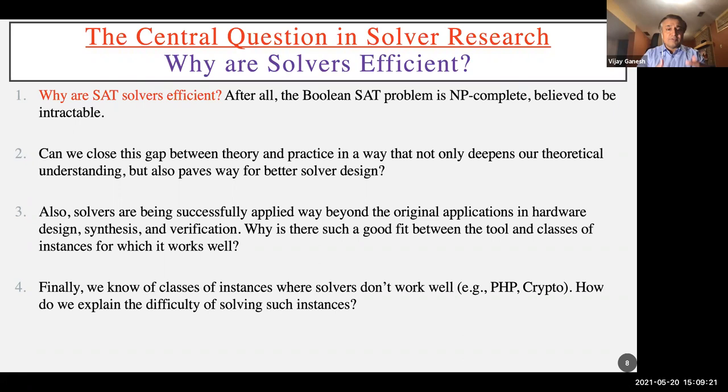On the other hand, we do know of crafted classes of instances. By crafted, I mean specifically designed to make the solver run for a long time, for which the solver behaves poorly, meaning that it takes exponential time. And so we want to be able to understand that too. These include instances such as cryptographic instances that are designed to be hard to analyze. And many of these questions have been open for close to 25 years now.